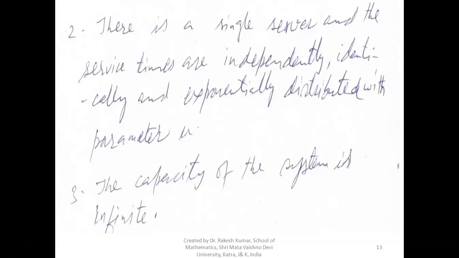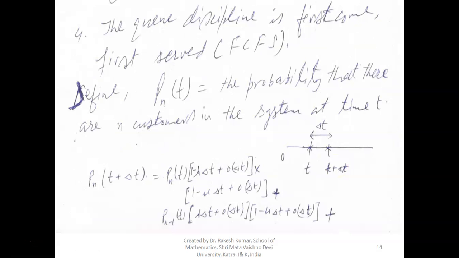The capacity of the system is infinite. There is no restriction on the number of customers in the system. Number 4, the queue discipline is first come, first served. That is, the customers are served in order of their arrivals.